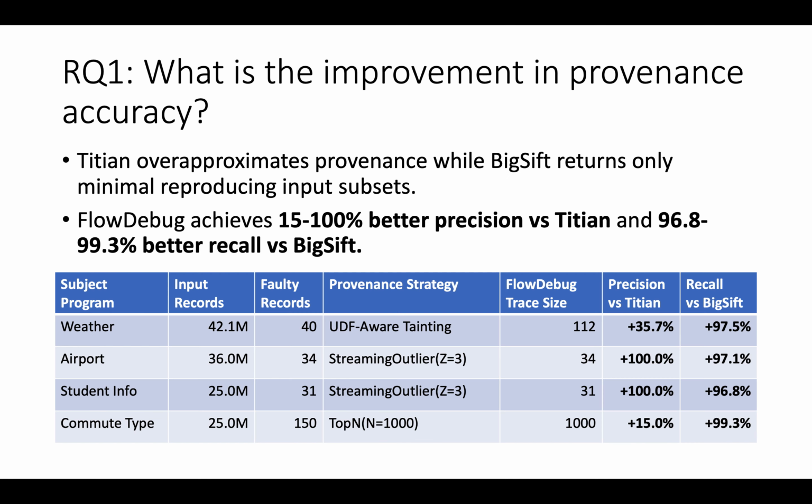For our first question, we were looking at the improvement in provenance accuracy. And we compared against Titian, which implements provenance, and as such we expected to have an overestimation in the provenance size. On the other hand, we also compared against BigSift, which returns a minimal reproducing input set, and thus we expect an under-approximation of the input trace. In practice, we found that FlowDebug achieves 15 to 100% better precision versus Titian, and this is in absolute percentage values. And FlowDebug also achieved 96.8% to 99.3% better recall compared to BigSift. Again, this is also in absolute recall values.